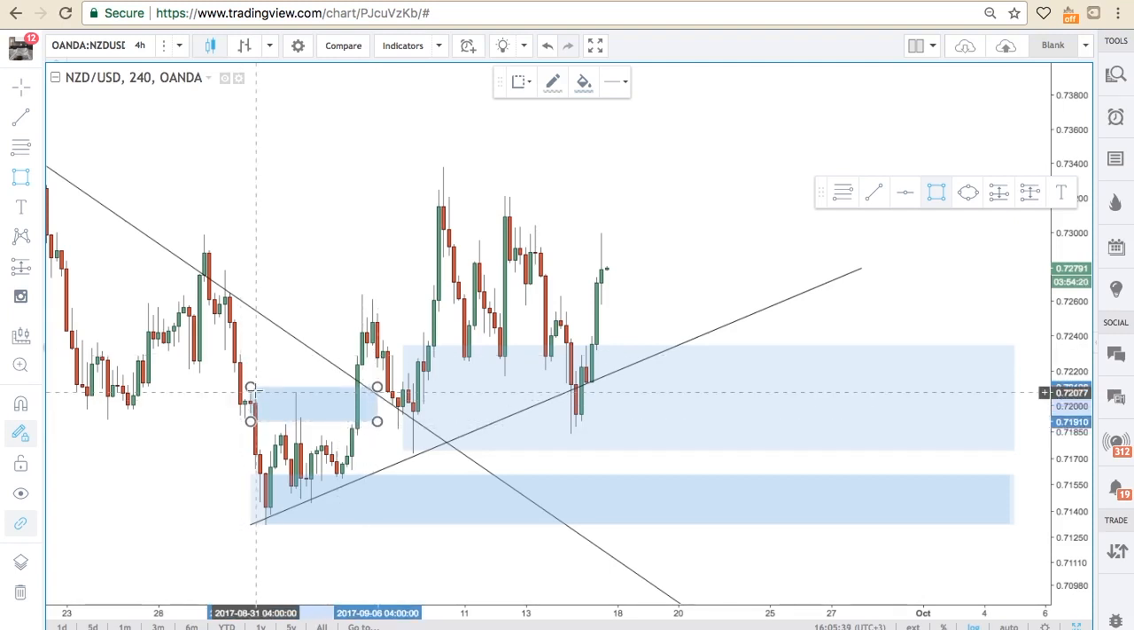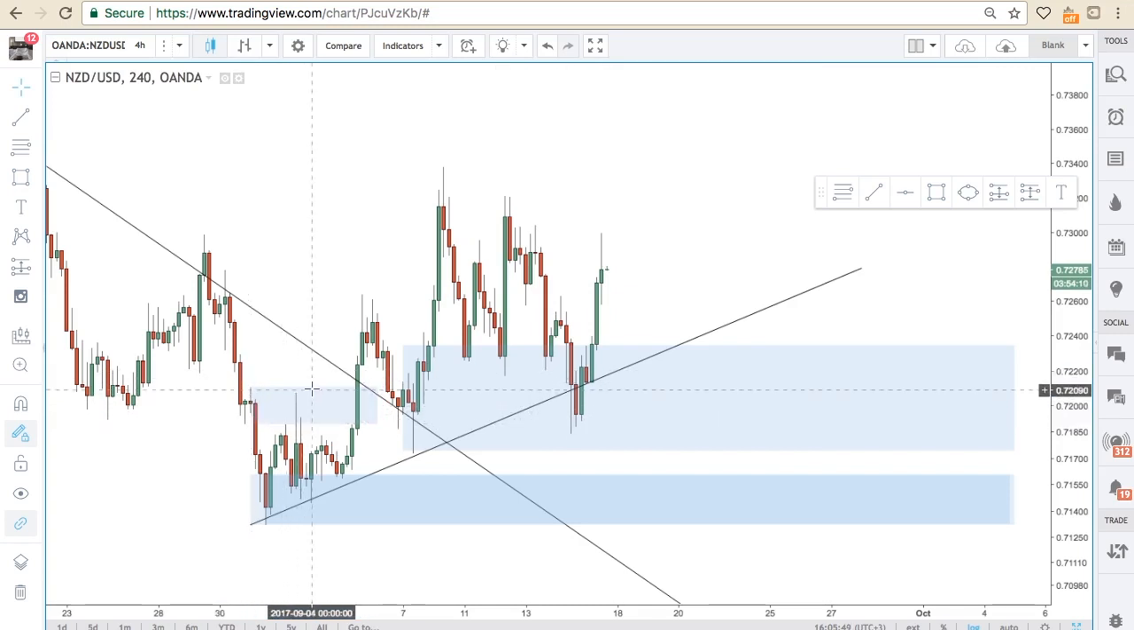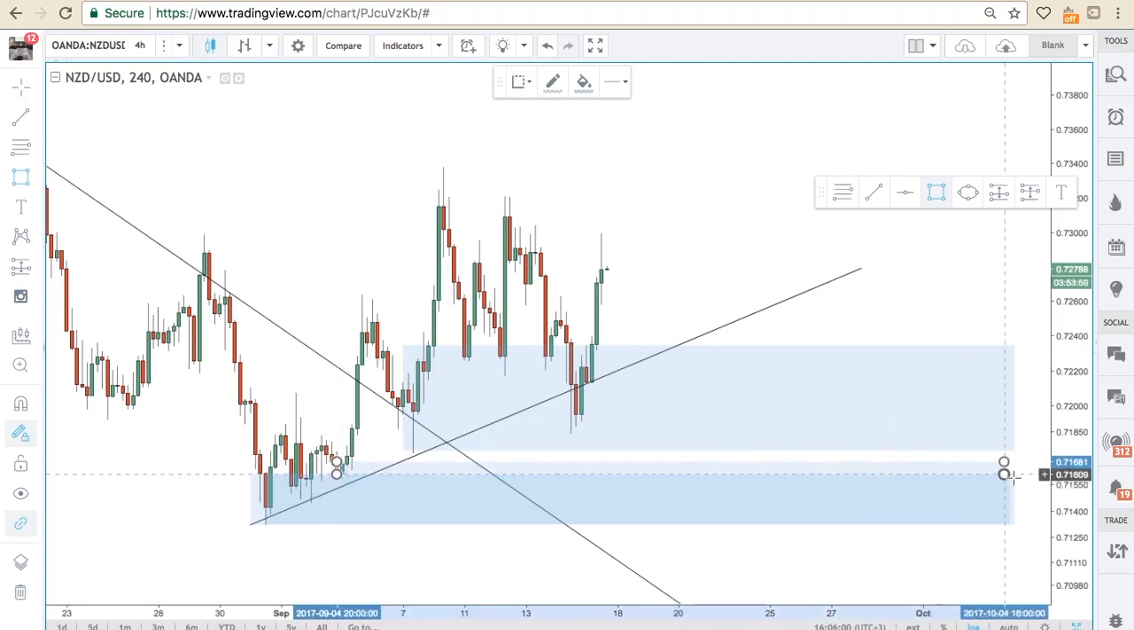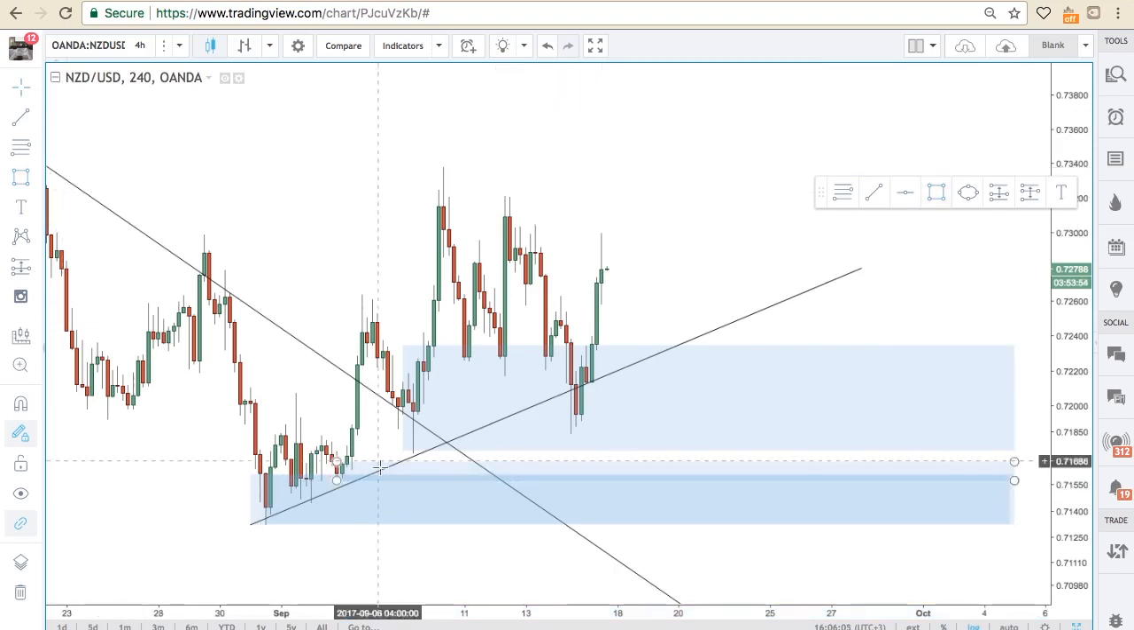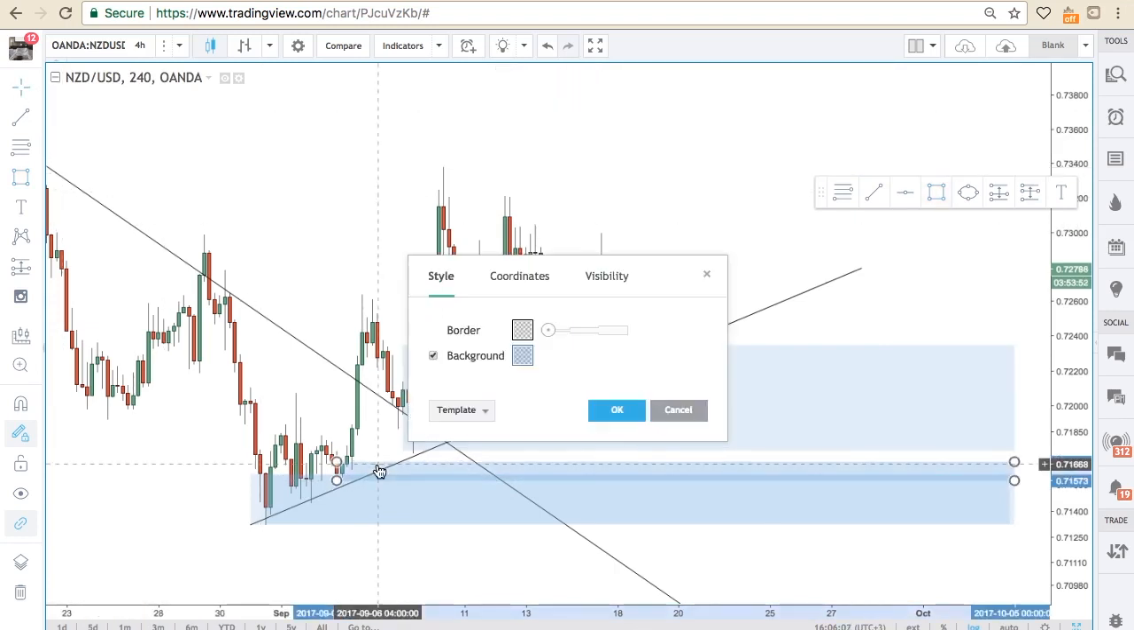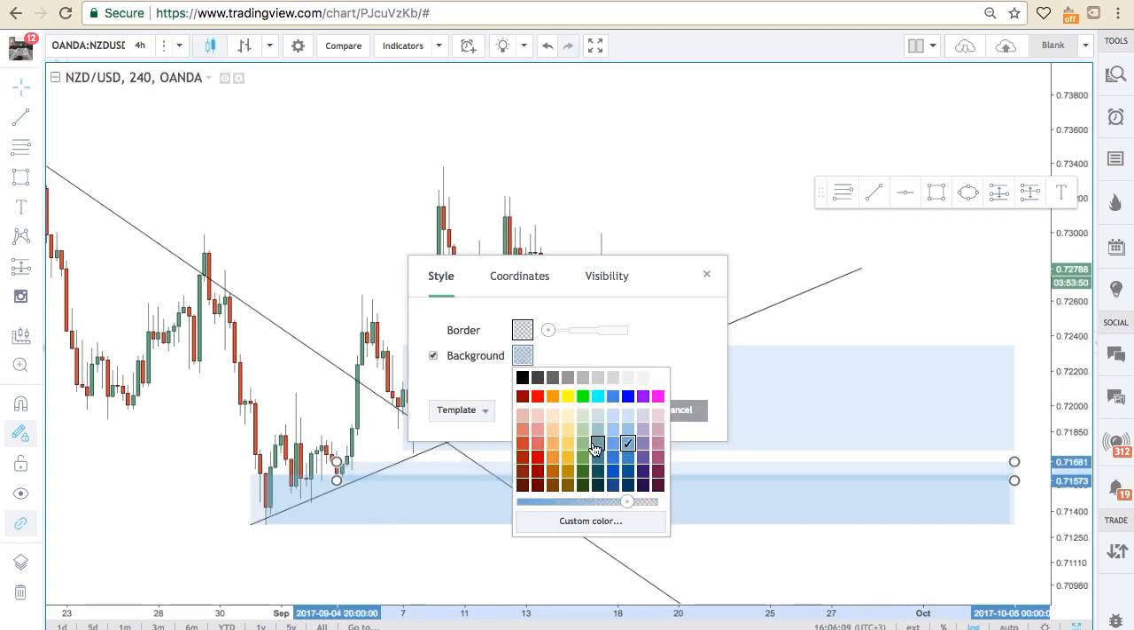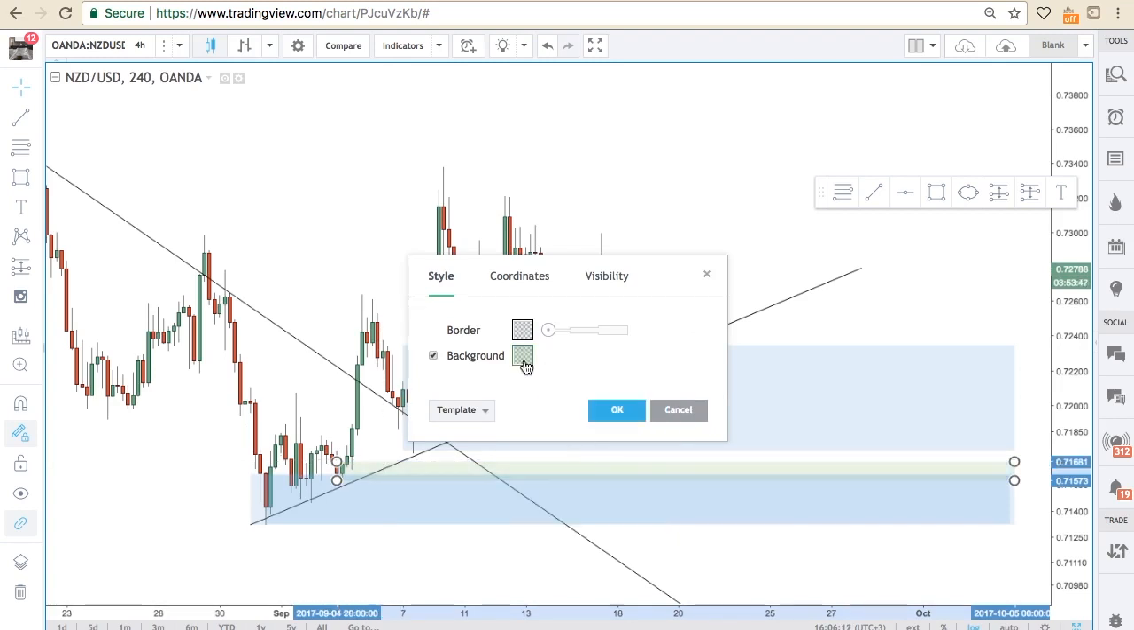This was a 4-hour supply zone here. For dojis, I usually just draw the whole thing. I don't do the wick to the body on dojis. This zone was broken over here, so for another 4-hour zone, I'm going to do this one. If it's really small, I just draw the whole thing. So there we go. Let me add a border to this so you can see it a little better. Or we can even switch up the color. Maybe make it green.